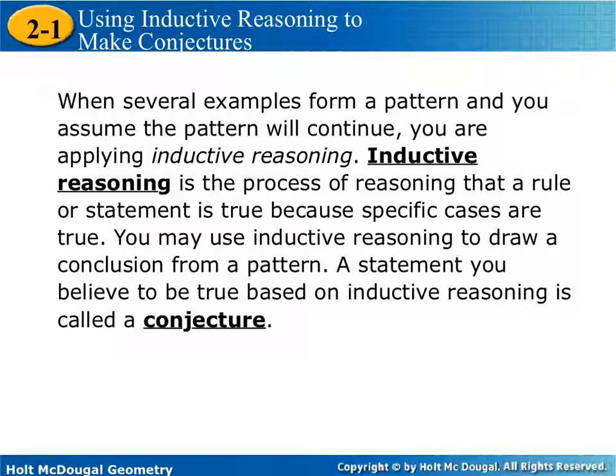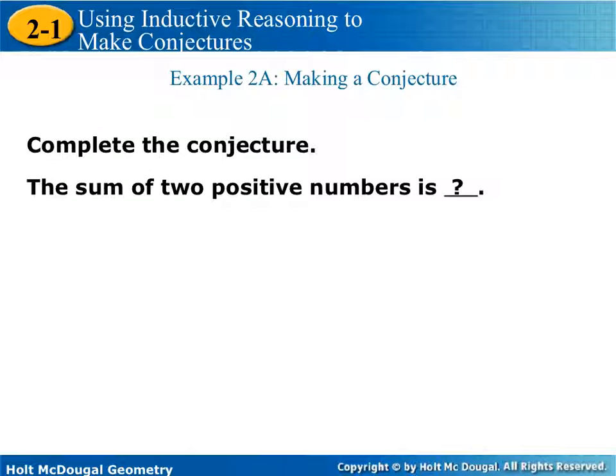When several examples form a pattern, you assume that the pattern will continue. You are applying inductive reasoning. So this is what we've been doing, inductive reasoning, by assuming that the pattern continues and finding the next number. So inductive reasoning is the process of reasoning that a rule or statement is true because specific cases are true. You may use inductive reasoning to draw a conclusion from a pattern. A statement you believe to be true based on inductive reasoning is called a conjecture. So we're just going to do more examples involving those on the next slides.